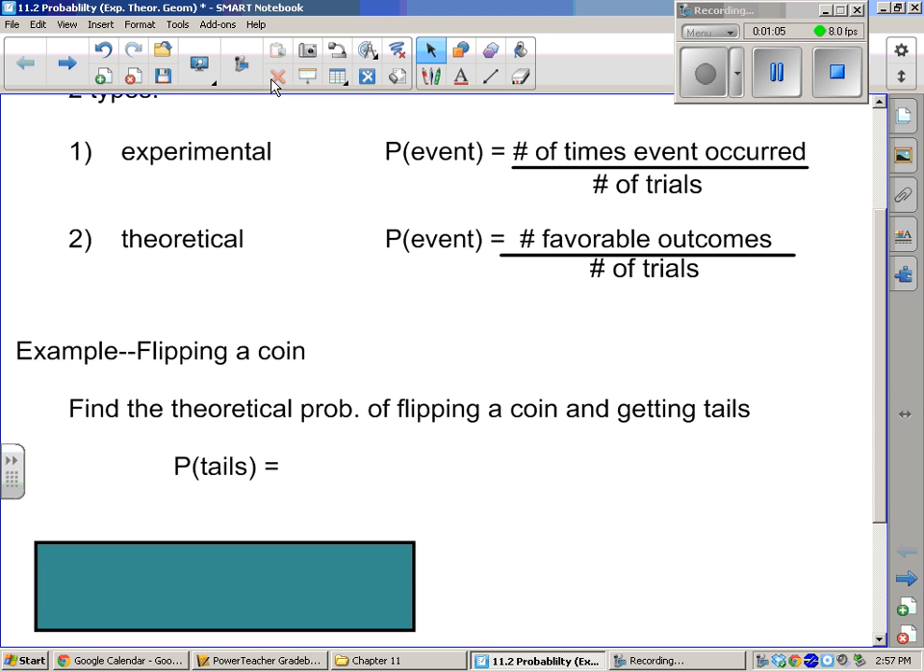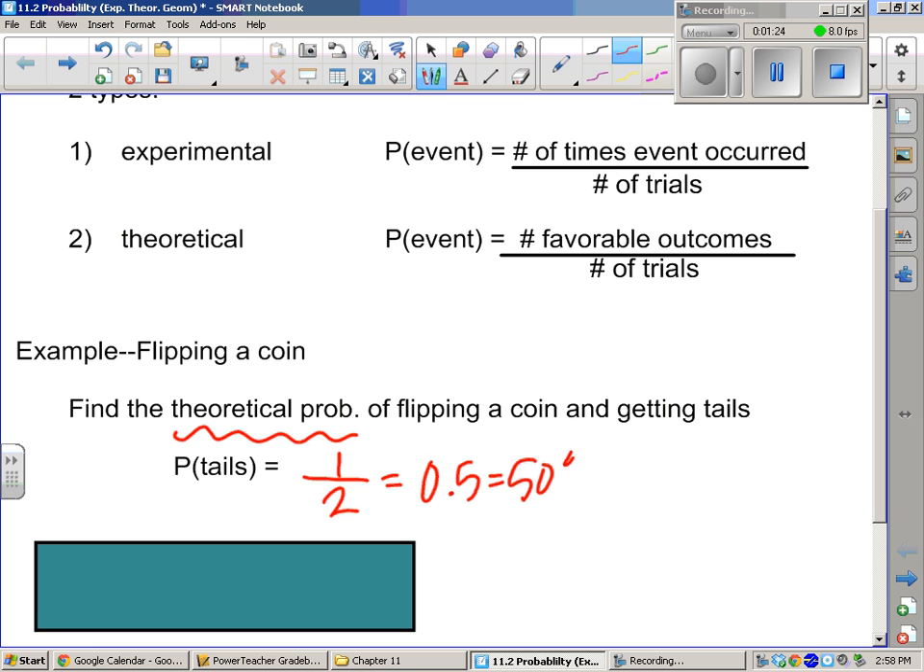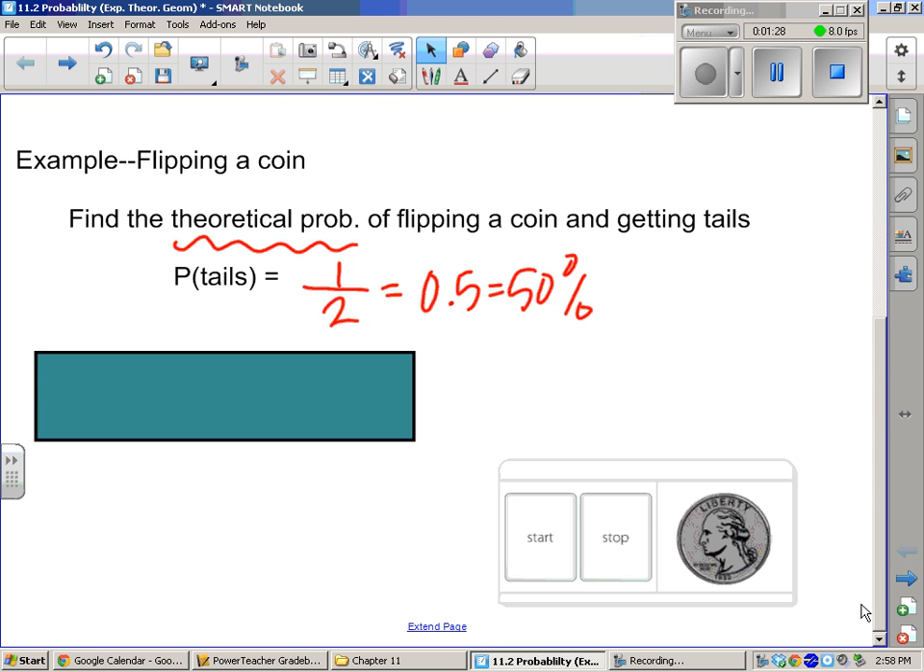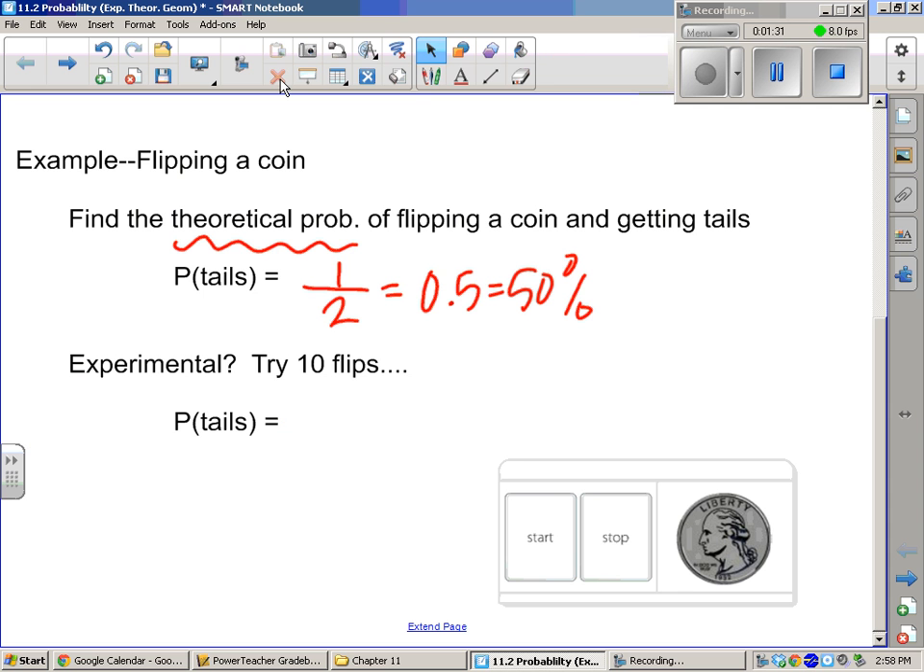Example of flipping a coin. Find the theoretical probability, which means what should happen every time you flip a coin. Well, how many tails are there on a coin? One. One out of how many sides? Two. So theoretically, a tail should happen 50% of the time, or one out of two times. Now, we have a fancy little coin flipper here, so we're actually going to try it and see what our experiment gives us.